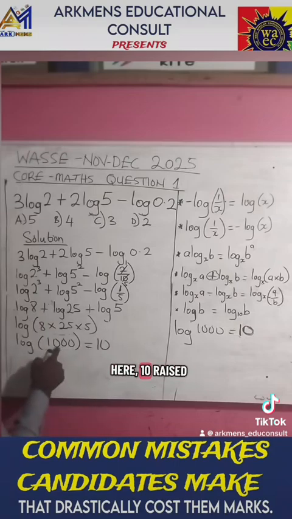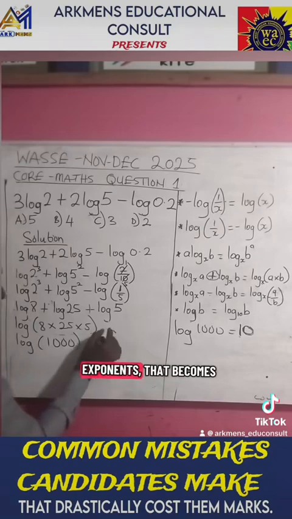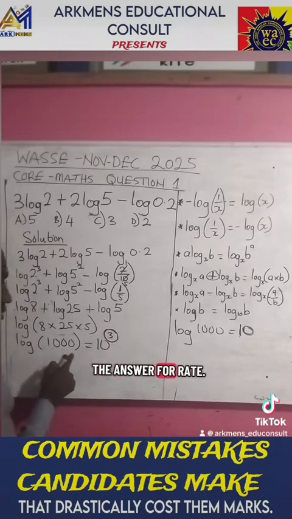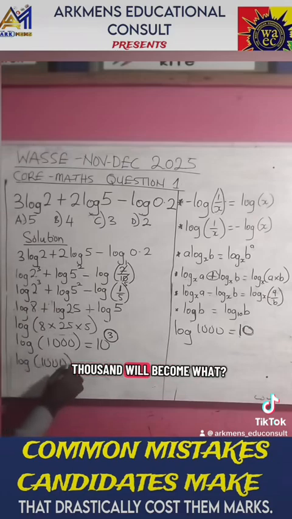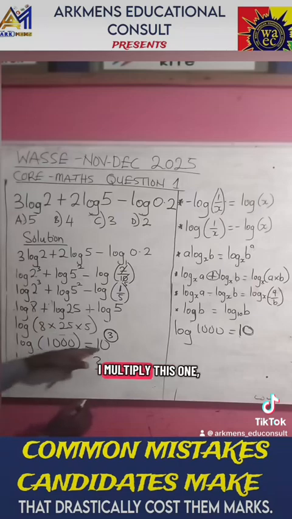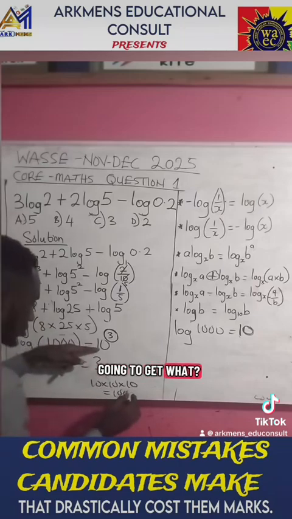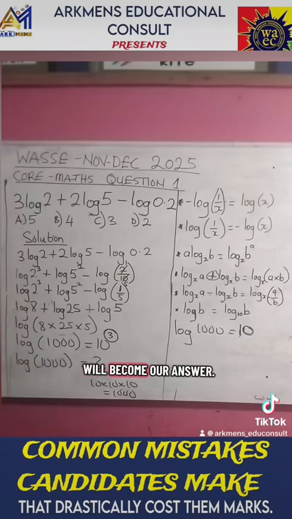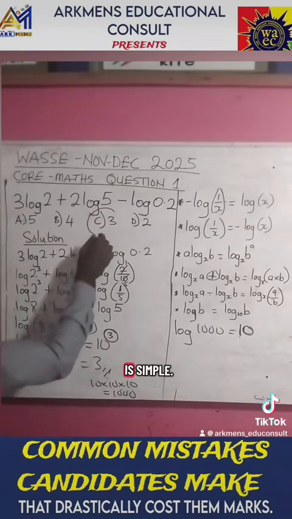Now look over here, 10 raised to the power 3 will give you 1000. So the exponent becomes the answer. It simply means that when I multiply 10 three times, I get 1000. So our answer for log 1000 will become what? 3. Because when I multiply 10 times 10 times 10, I get 1000. And that will become our answer. So the final answer for this question is 3, which is C.